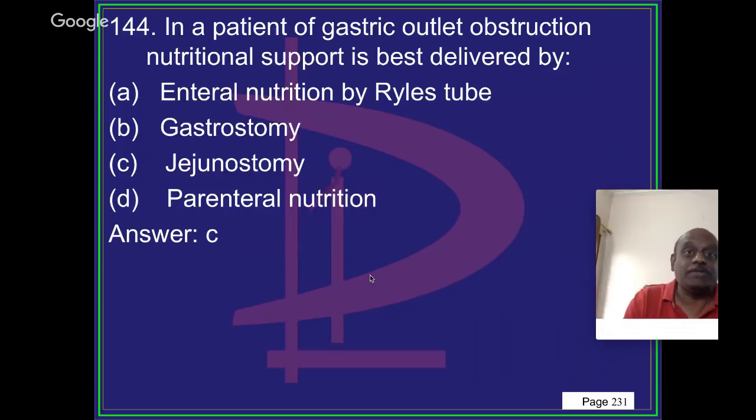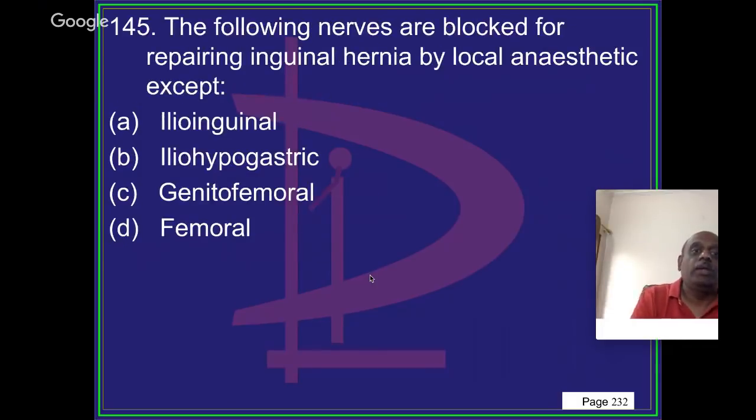Not gastrostomy. Now, you want to repair an inguinal hernia under local anesthetic, then which nerve do you want to block is an important question. So you should know the inguinal area and what all the nerves involved are, which can be very painful. So, question 145. Shabazz says, why not parenteral?